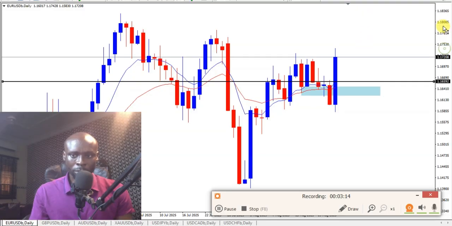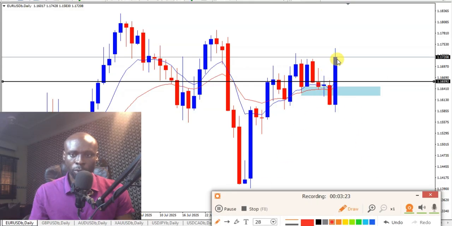So our momentum, which is our trend for Euro USD, remains an uptrend because price has broken this level. So we expect just a pullback. We expect price to pull back before we look for a possible entry for the Euro USD.